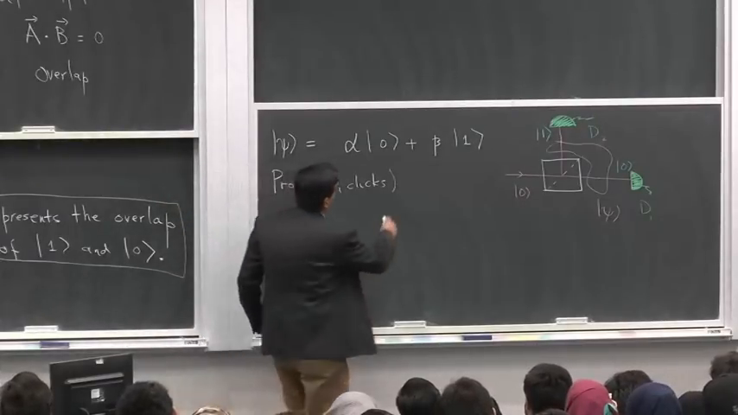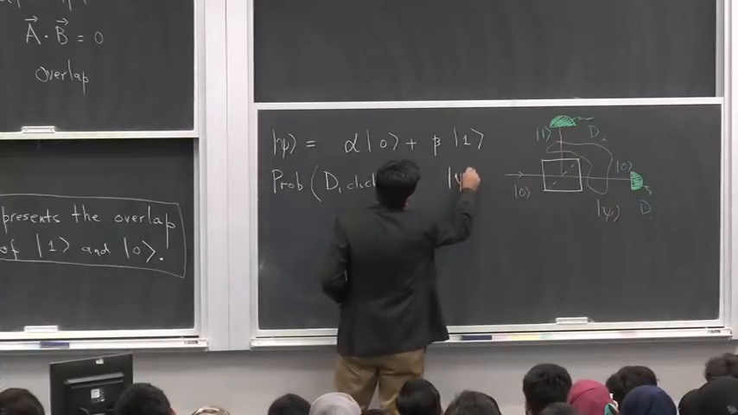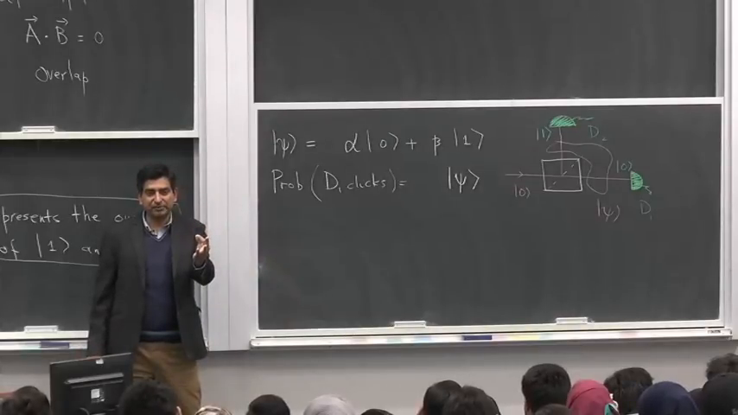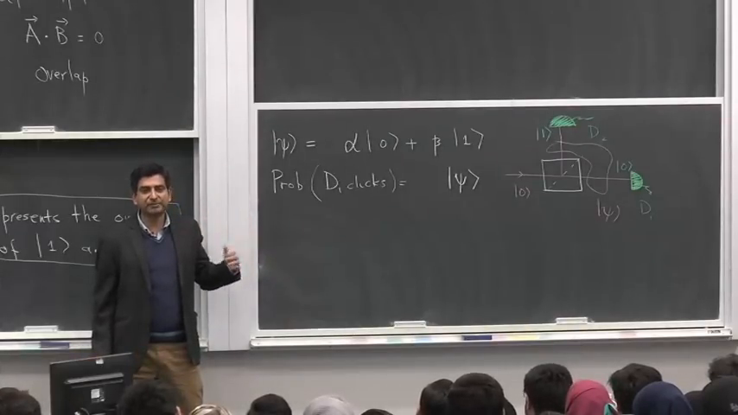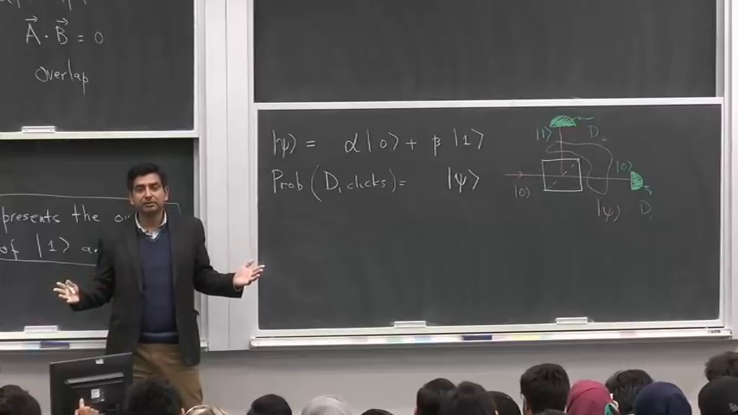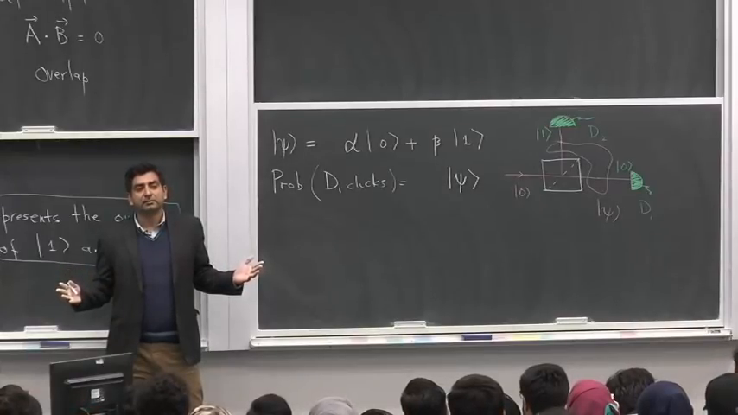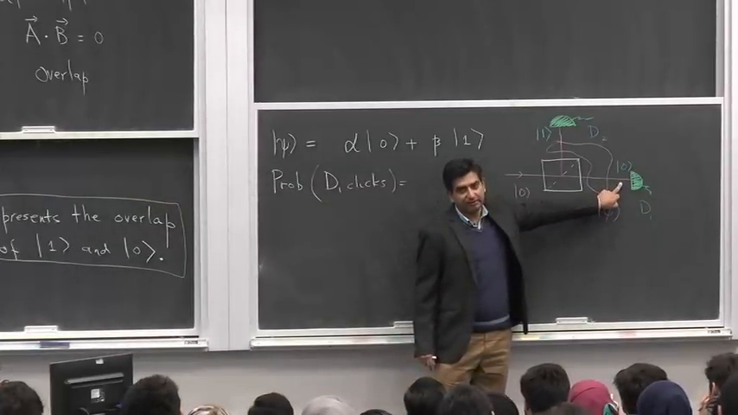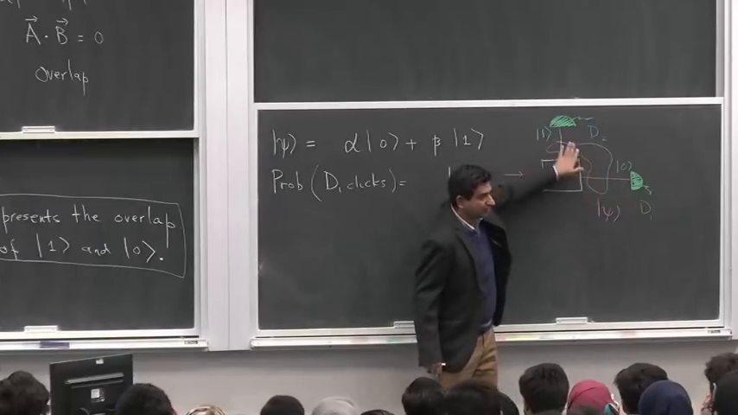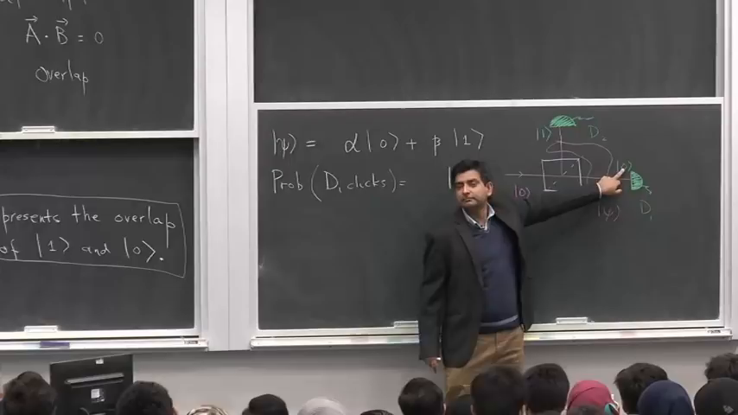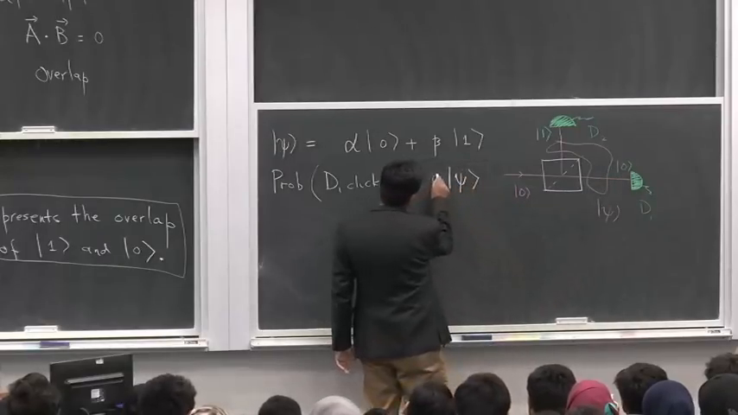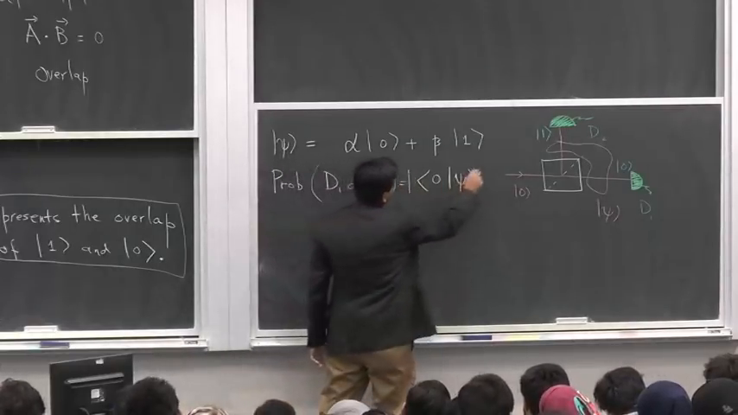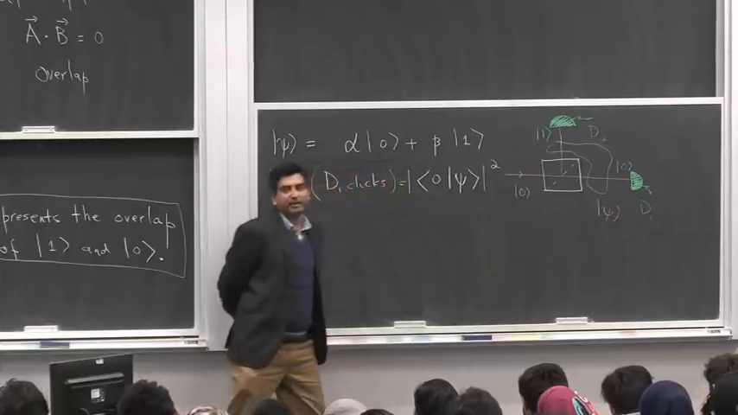I could do the following. I could look at my quantum state and find its overlap with a certain quantum state. In this case, what is the quantum state with which I need to find an overlap? Ket 0. I'm finding out the probability that this detector is going to click. So I find the overlap of this quantum state with ket 0. That overlap is going to be represented in this fashion, and then I take the modulus squared of this. That will give me the probability.